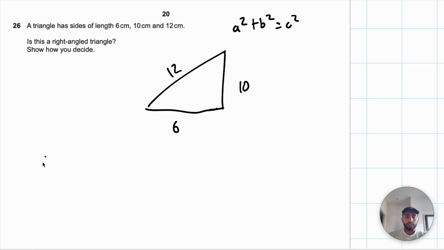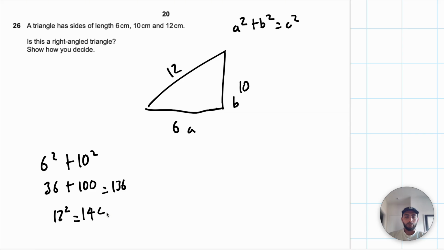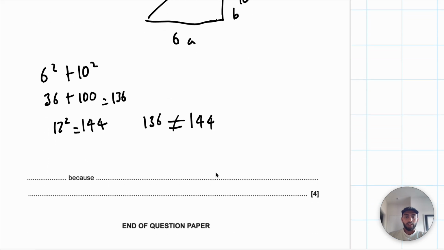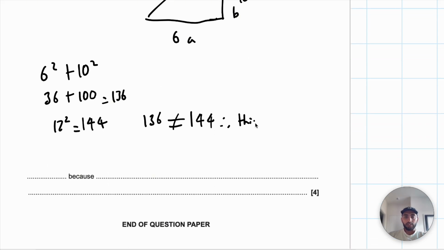So I'm going to do 6 squared plus 10 squared, which are my a and b values. And if that's equal to 12 squared, that means it is a right angled triangle. 6 squared is 36, 10 squared is 100, 36 plus 100 is 136. What's 12 squared? 12 squared is 144. 136 is not 144, so the way we can write that is 136 does not equal 144. Therefore, this is not a right angled triangle.